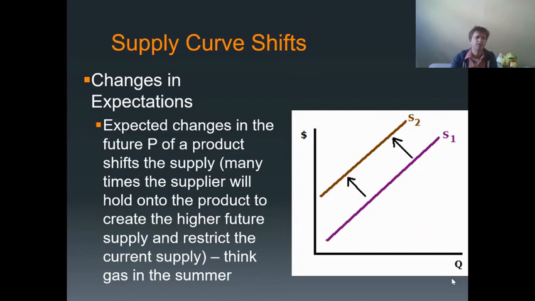Changes in expectations. This has to do with if you think the price of the product will increase or decrease in the future. You might restrict production in order to produce more later. Artificially hold it back. One of the best examples of this is gas in the summer. So right before summertime rolls around, you have firms holding back their production because they're anticipating everybody getting in their cars and driving a lot. They're anticipating that price rise in the summer. So supply decreases just before the summer and then increases once the summer starts.